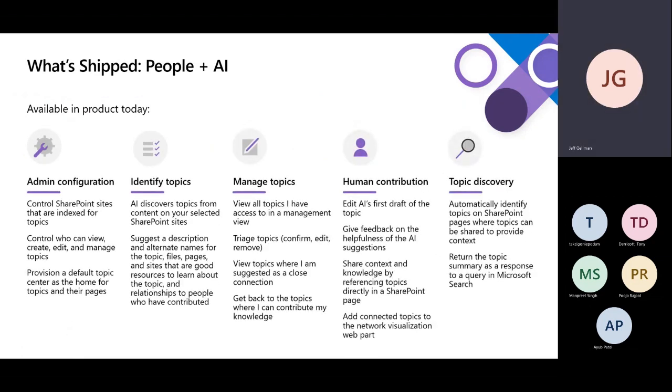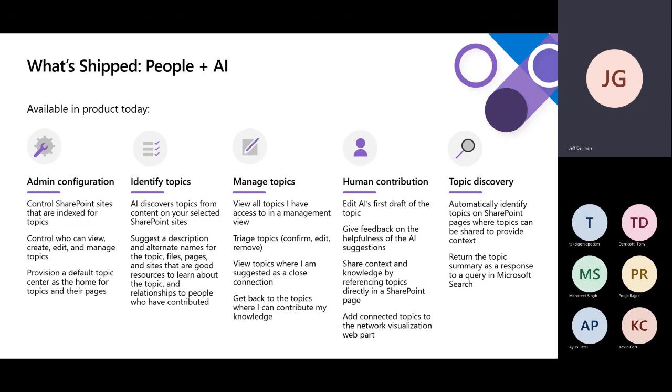So what comes with Viva Topics? Really what's driving it is the people and AI, and what's available in the product today. First off, the administration configuration. This is where the admin that we just talked about when we were going through the roles can control what SharePoint sites are going to be indexed for topics. They can also control who can view, create, edit, and manage the topics, as well as provision the default topic center. The topic center is a SharePoint page, and we'll get to see that as we go through the demos as well.